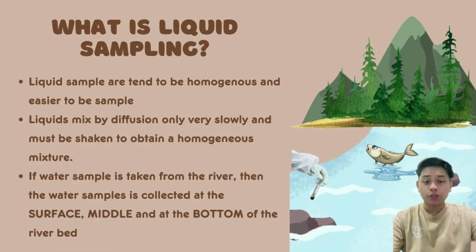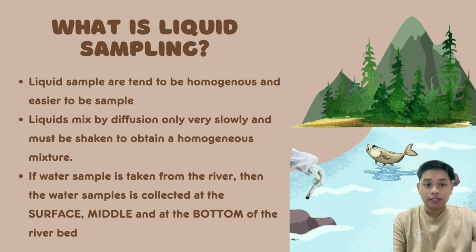What is liquid sampling? Liquid samples tend to be homogeneous and are the easiest to sample. Liquid mixes by diffusion only very slowly and must be shaken to obtain a homogeneous mixture. If a water sample is taken from a river, then the water sample is collected at the surface, middle, and bottom of the riverbed.